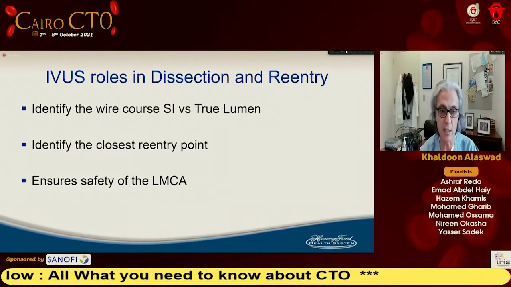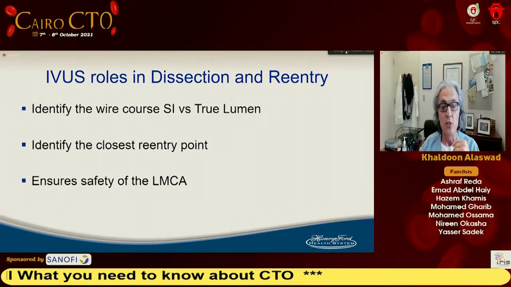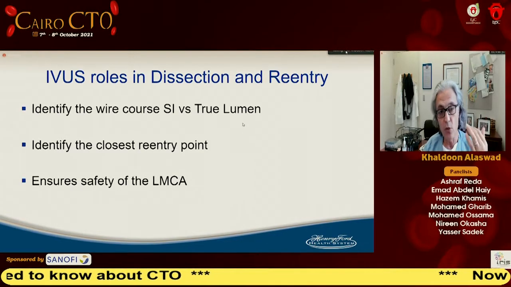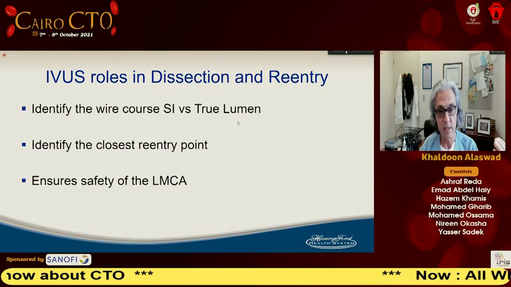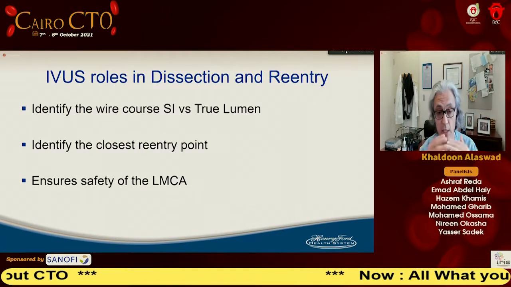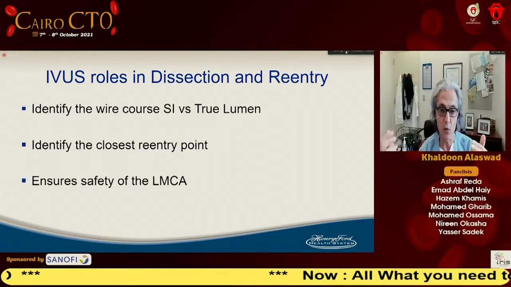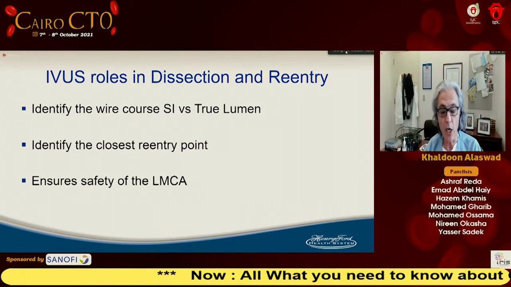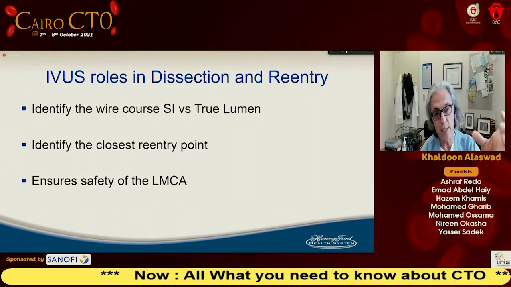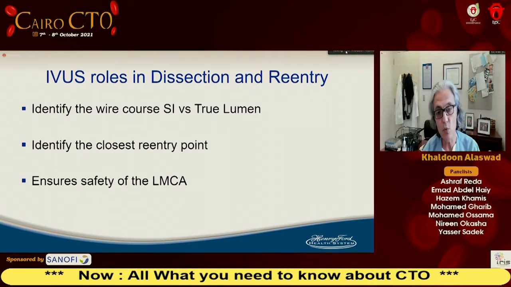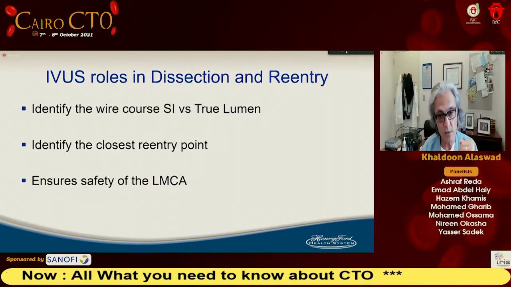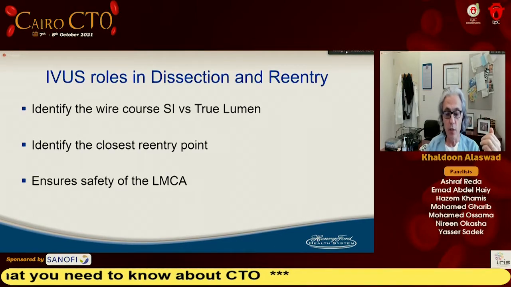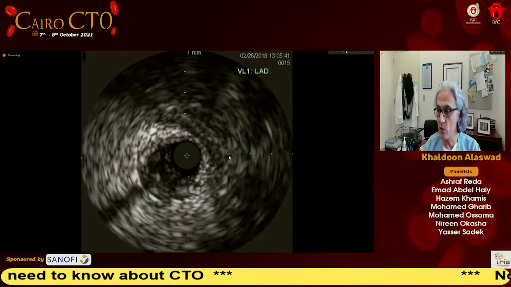You don't have to inject antegrade, especially if you dissect it. So IVUS's role in dissection reentry is very important. You can identify whether your wire is in the subintimal space versus a true lumen, regardless of the dissection reentry, whether you go antegrade or retrograde. And if you are trying to do reverse CART and you're having a hard time connecting, if you put an IVUS in the antegrade wire, that will actually tell you which is the closest point between the two wires, so you can actually puncture at that point. And also, if you are getting really close to the left main, it ensures safety.